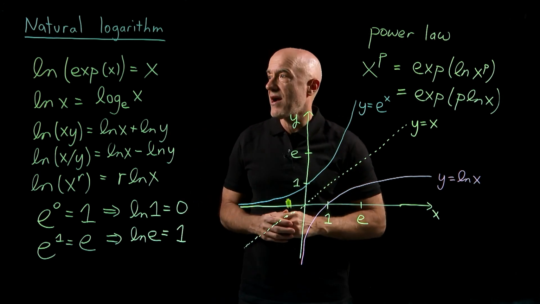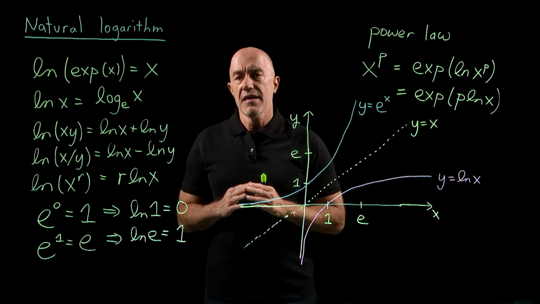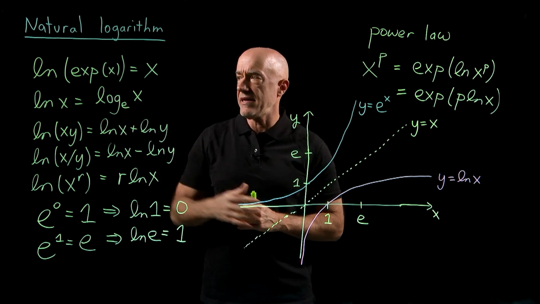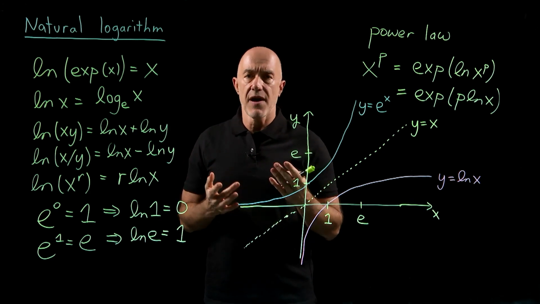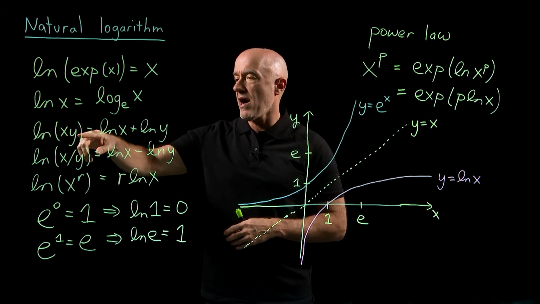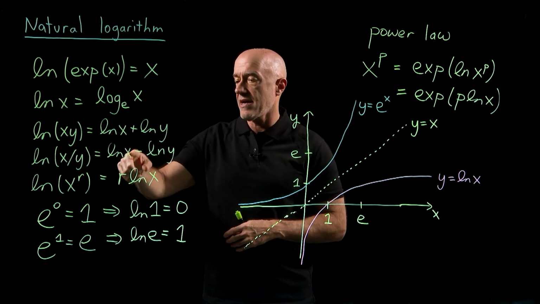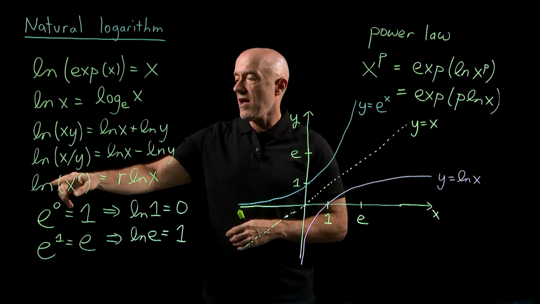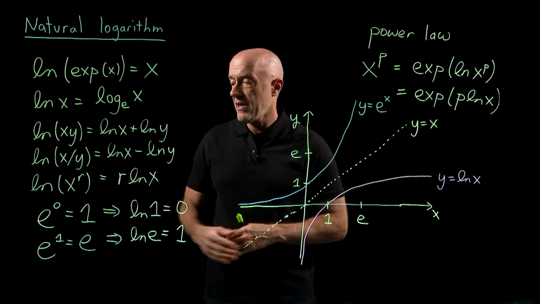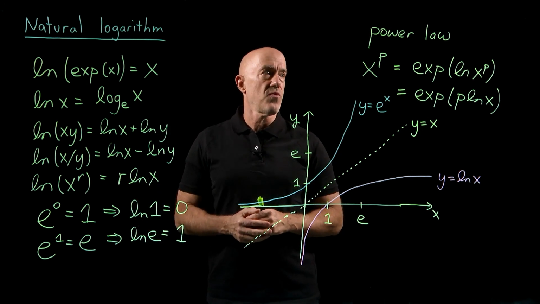So let me summarize. The inverse function to the exponential function is the natural logarithm. That's the log base e of x. It satisfies some good algebra that you need to remember. The log of x times y is log x plus log y. The log of x divided by y is log x minus log y. And the log of x to the r is r times log x. We have log 1 equals 0 and log e equals 1.